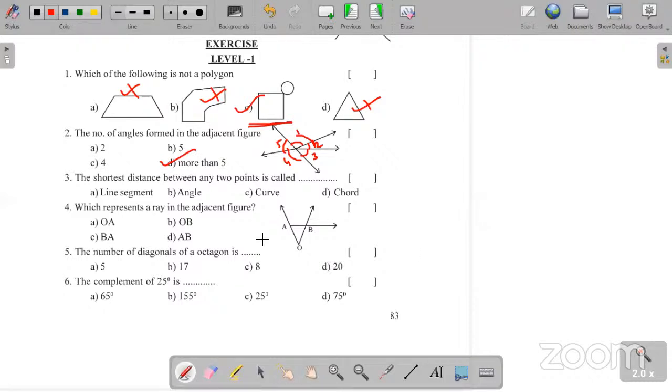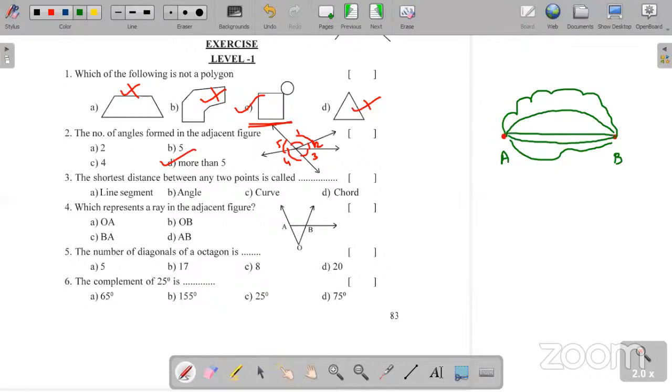Absolutely correct. The shortest distance between any 2 points is called. For example, you take this point A and this point B. Distance means you can measure like this, this is also a distance, this is also a distance. Of all the distances, if you draw it like this, this is the shortest distance. This shortest distance is nothing but a line segment. This is called a line segment.